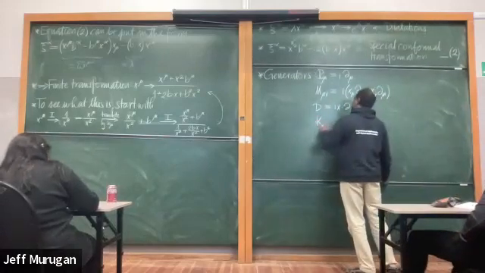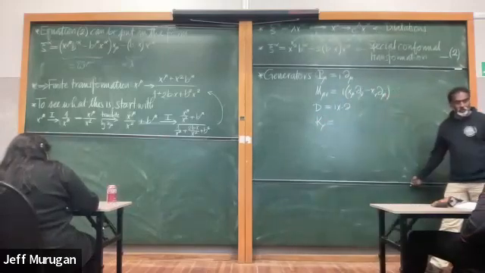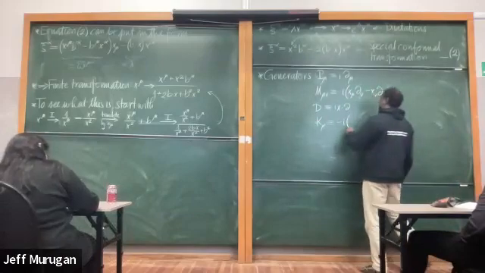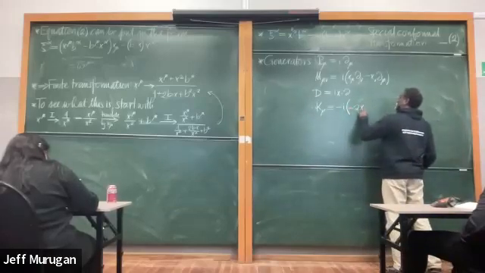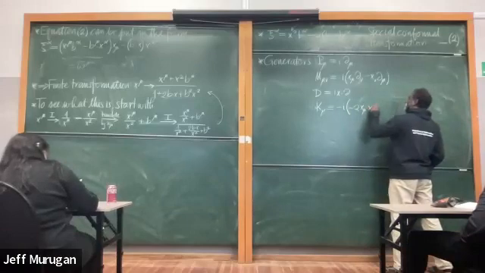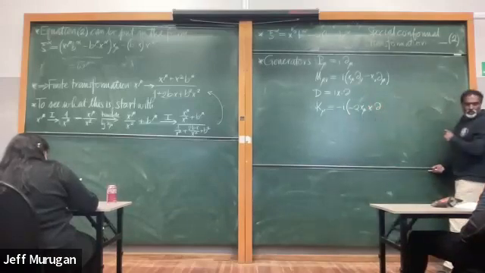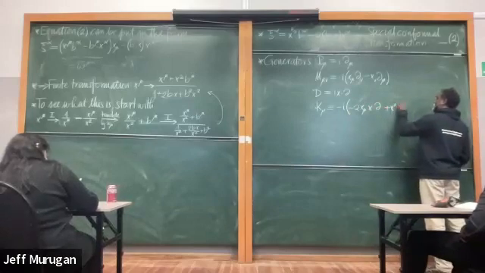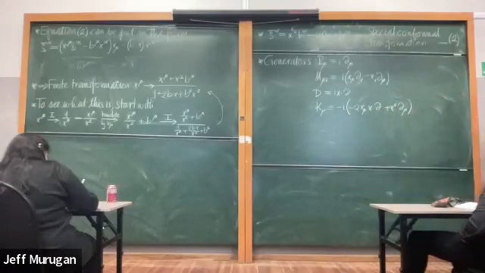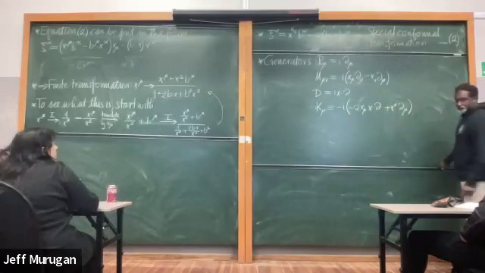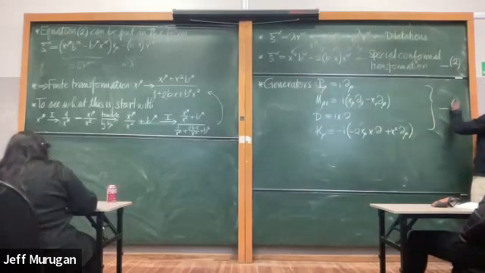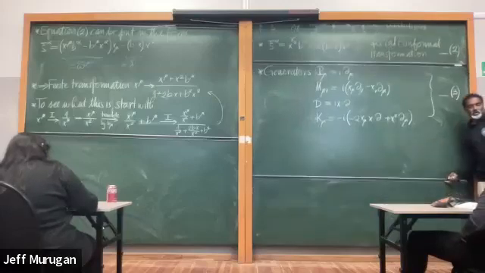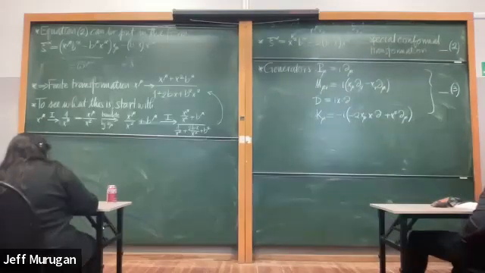Then we have the generator of the special conformal transformation, K mu, equal to minus i times minus 2 x mu x dot d plus x squared d mu. Okay. And these are the generators of the conformal group.